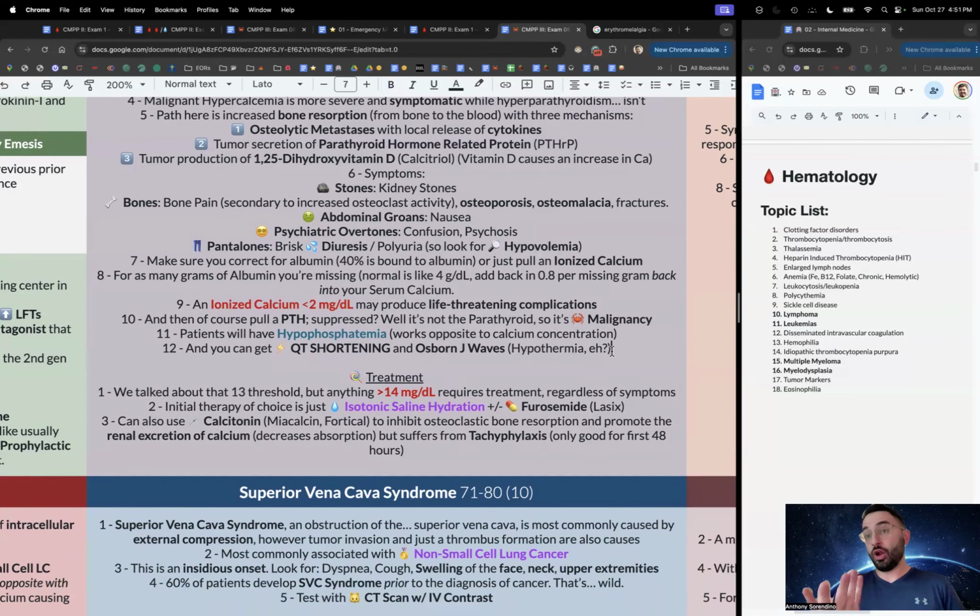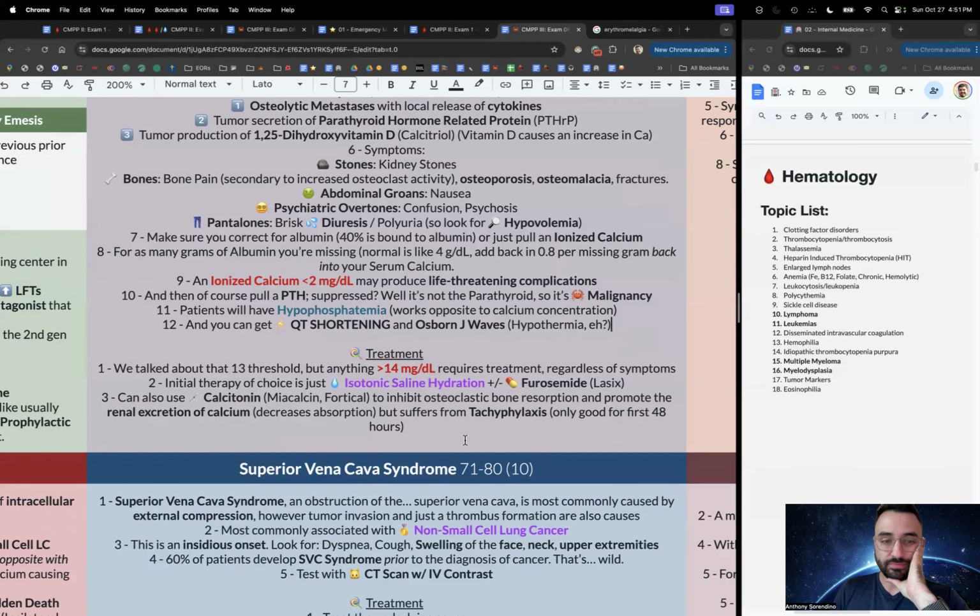You'd think an extreme in both ends, but hypocalcemia more for sure. But yeah, QT shortening here, and then Osborne J waves, which the only other place I've heard of those is with hypothermia. Calcitonin. Yeah, I think just fluids are the most important thing here.